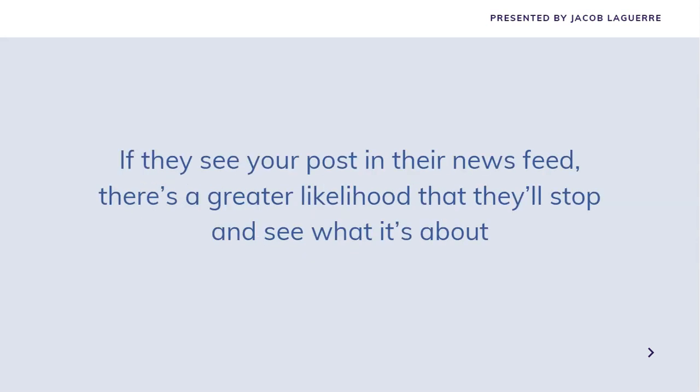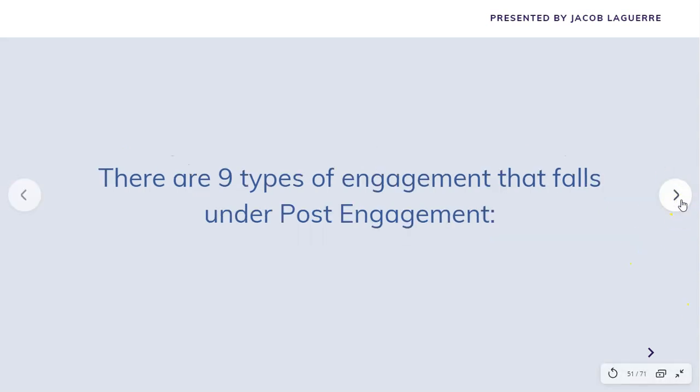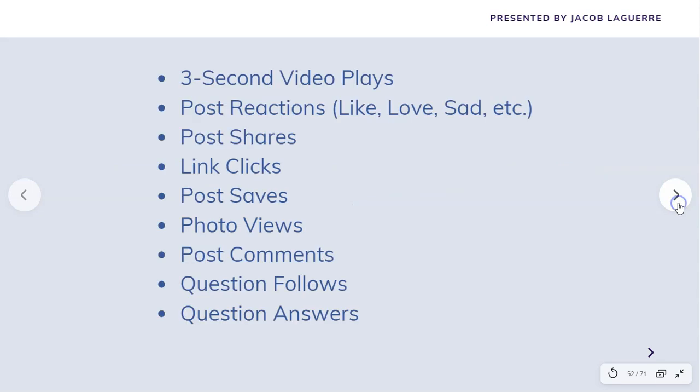Like I said, they see your post in their newsfeed, and they're going to check and see what it's about. They may comment, they may like it, they may share it, depending on how they're feeling at that particular moment. But it can be really powerful to have a post with a lot of engagement. There are really 9 types of engagement that Facebook focuses on when it comes to post engagement.